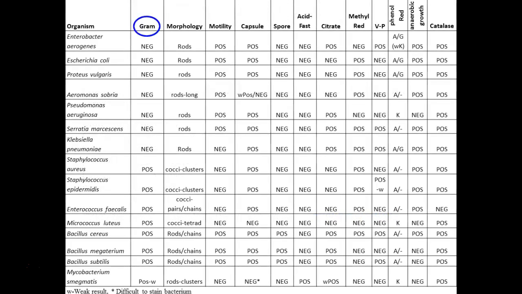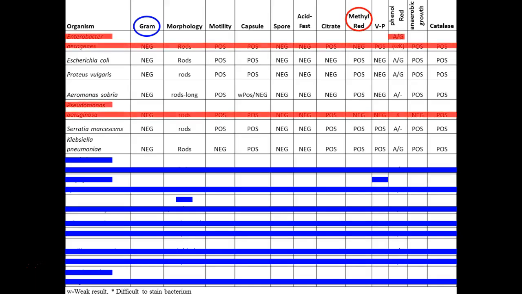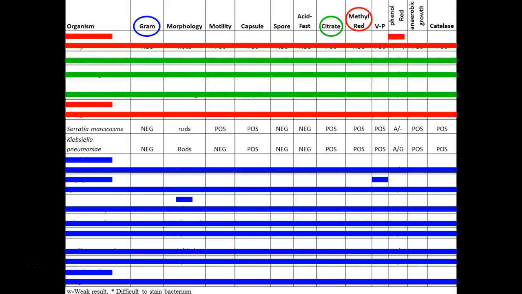So again, we could cut it in half by doing gram, right? So half of them are gone. We're down to the negatives. The methyl red got rid of 2 of them. The citrate test got rid of 3 of them. We're down to Klebsiella and Serratia. And the phenol red really helped you tell the difference between the 2. And in fact, this one was one where it'll start eating the protein too, so sometimes I get that little orange layer on this one. So a weak K also for this one.